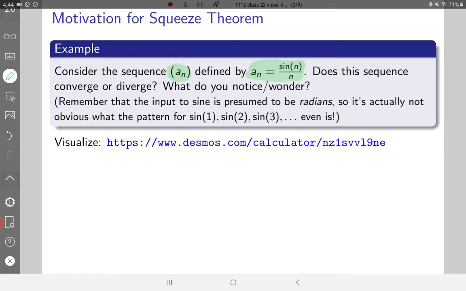And just a real quick note, remember that when I say sine of n, we're always assuming the input of the sine function is in radians. So by the way, it's actually not even apparent what the real pattern is for the numerator. If sine of 1, sine of 2, sine of 3, those aren't particularly nice numbers, because that's like the sine of 1 radian and 2 radians and 3 radians, and those are not nice multiples of pi. So it's not even obvious where those are around the unit circle, if they're following any particular pattern. So keep that in mind and make sure your calculator is in radian mode.